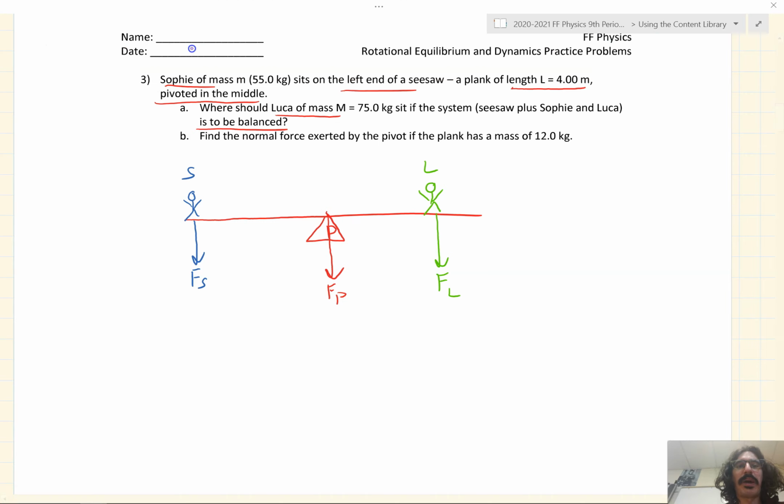And then we also have the normal force. That's the force of the pivot pushing upwards on the plank. So F sub n. So we have the force of Sophie going down, the force of Luca going down, the force of the plank going down. All those are their forces of gravity, and the force of the pivot pushing upwards is the normal force.